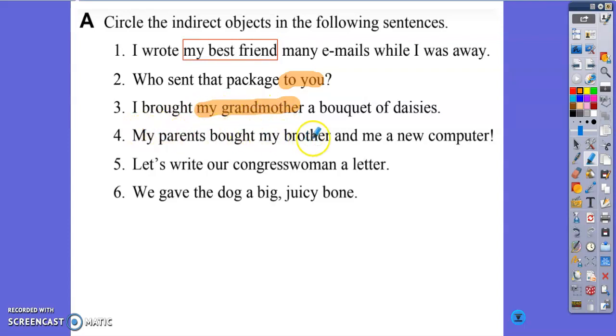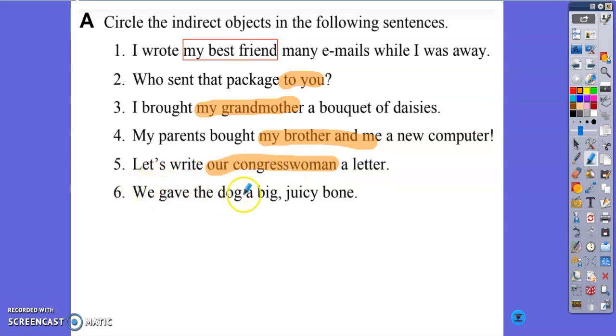My parents brought my brother and me a new computer. So who did we bring the new computer to? My brother and me. Let's write our congresswoman a letter. So who are we writing a letter to? To our congresswoman. That's our indirect object.